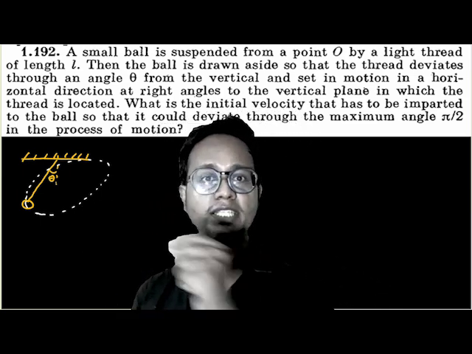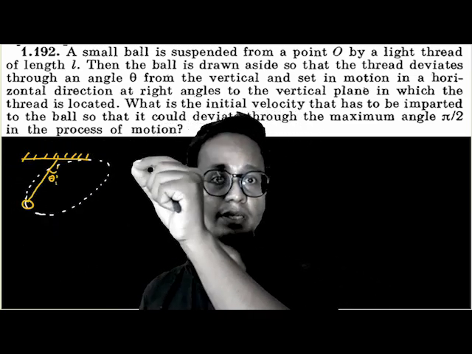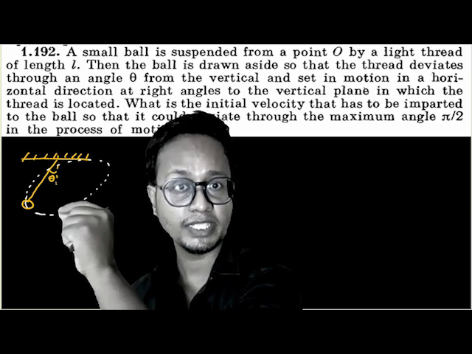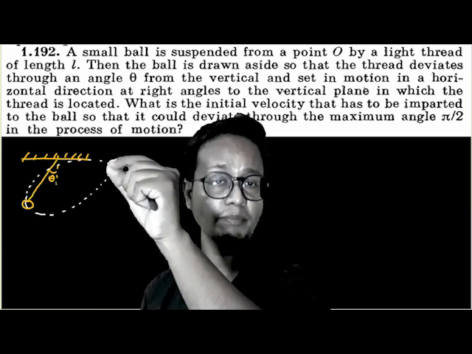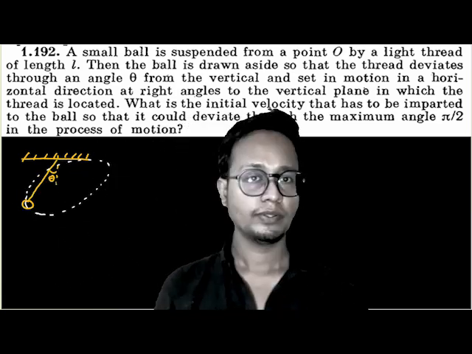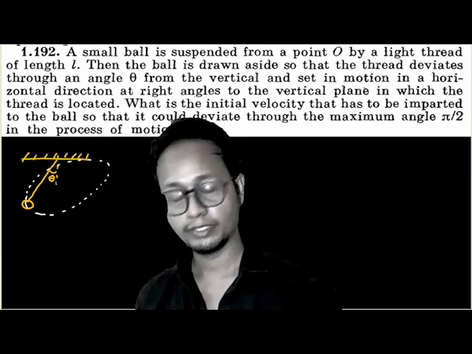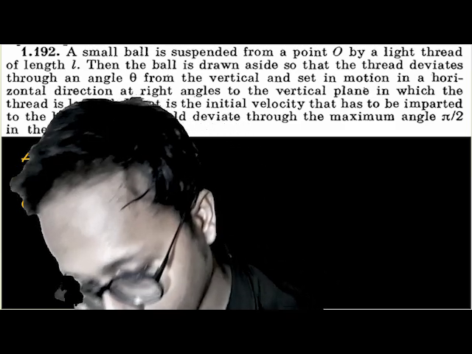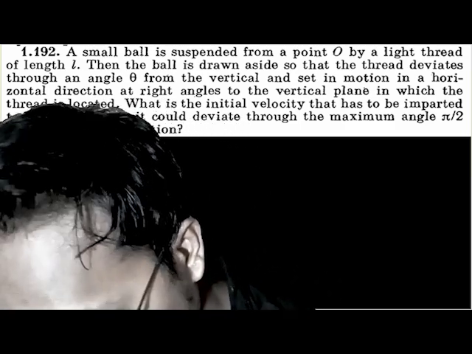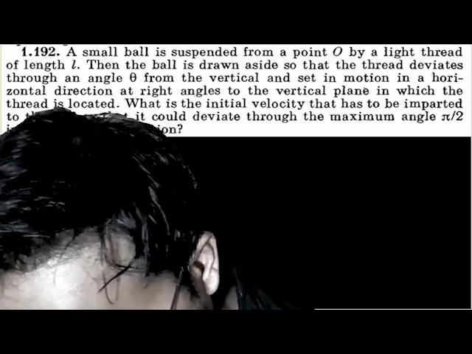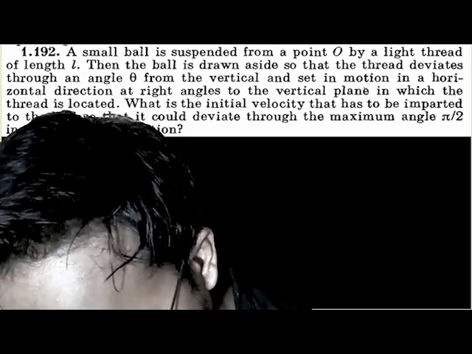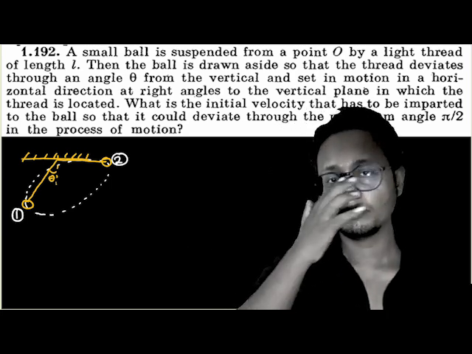So the question is asking, when the ball reaches out here, what is the velocity that must be given out here so that when it reaches out here, it makes a 90-degree angle with the vertical? So let's take two positions. The first position is this one, and the second position is this one. When the ball reaches out here, this is the second position. Fair and fine, I took my two positions.